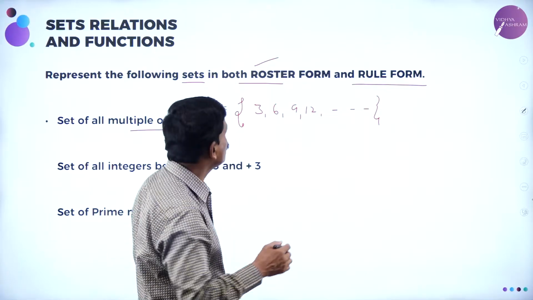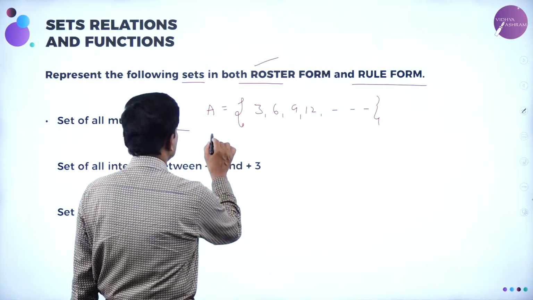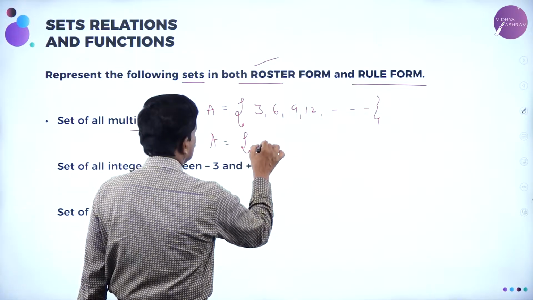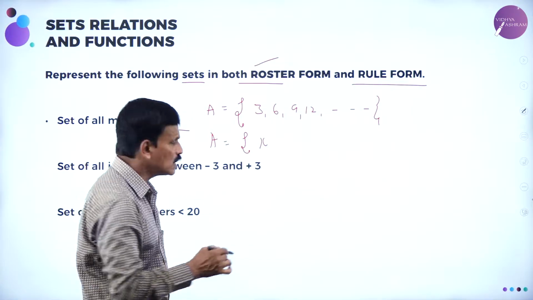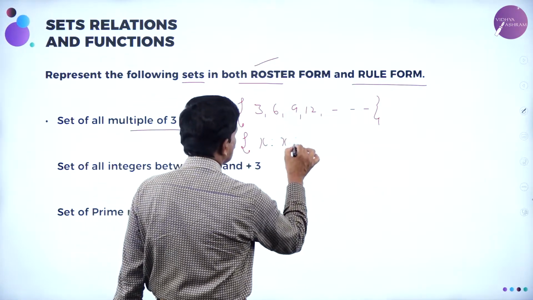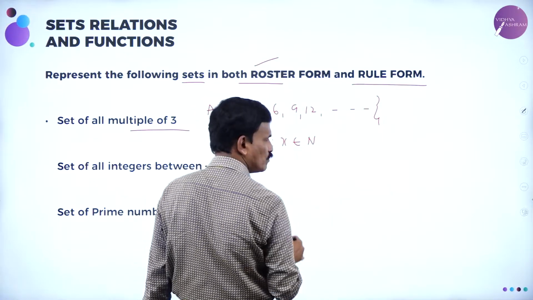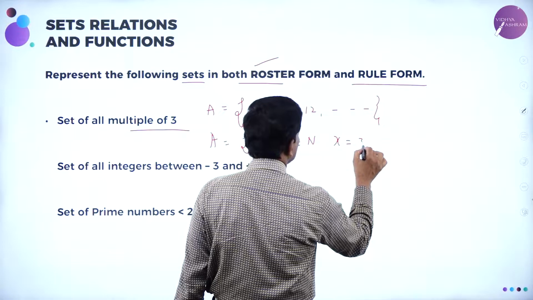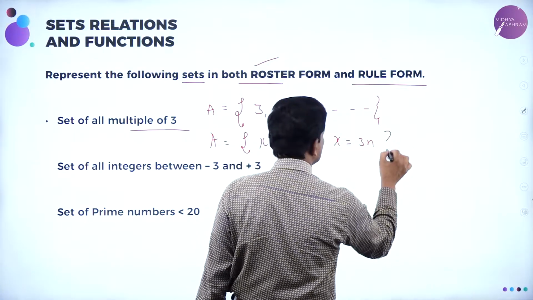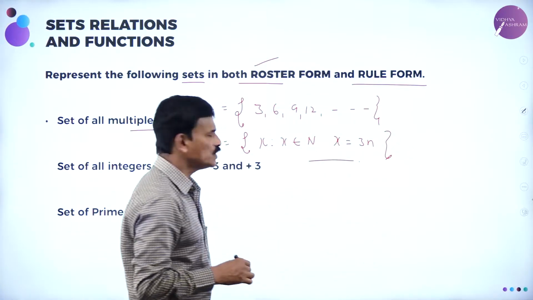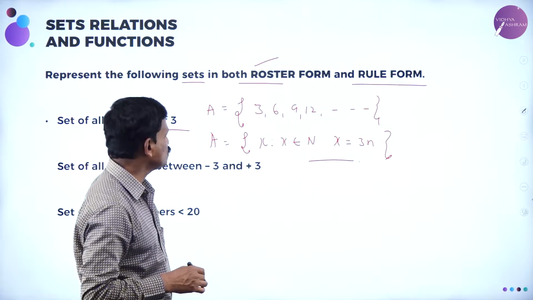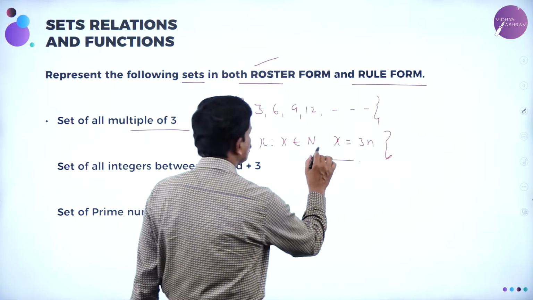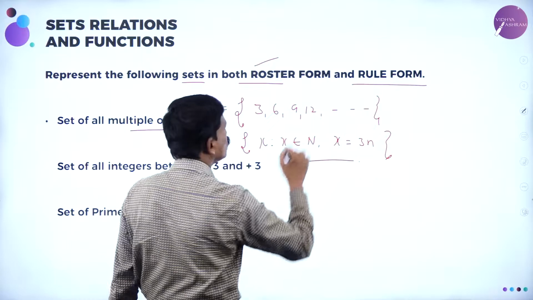Whereas in set builder form, that is in rule form, A is equal to {x such that x belongs to natural numbers and x is equal to 3n, where n is any natural number}. So x such that x belongs to natural numbers and x is equal to 3n. This is in the rule form.